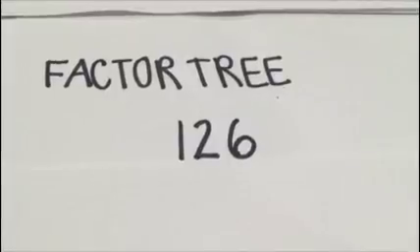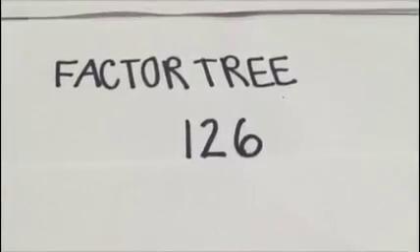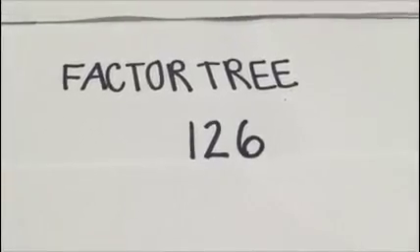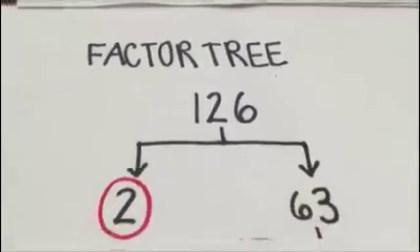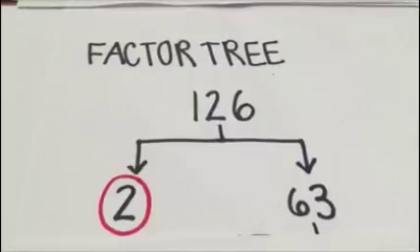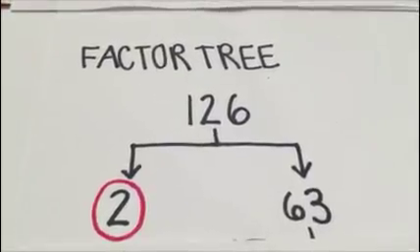Now we will go deeper into what prime numbers are. One method to find prime numbers is by using a factor tree. For example, if you were given the number 126 and asked to factor out the prime numbers, you'd first break it down to 2 and 63. 2 is a prime number because it is only divisible by 1 and itself.